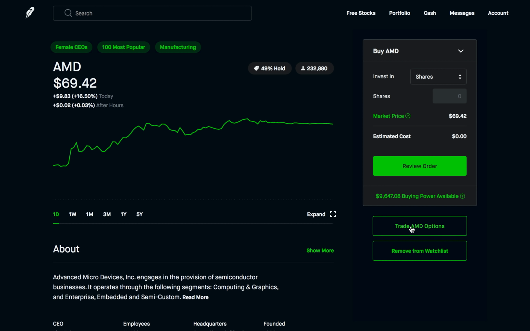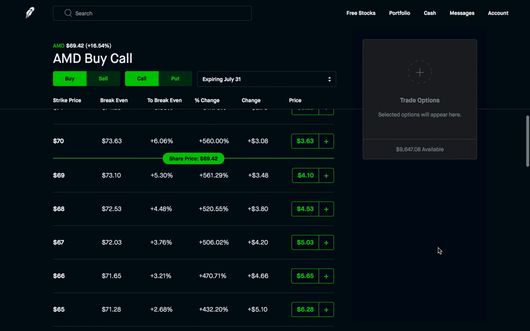So once you can finally see this button, you can click on it, and it'll take you to the options for the stock. Now, if you're new to trading options, I have made a video where I talk about trading options in detail. I'll put a link to that video in the description below. Go ahead and check it out.